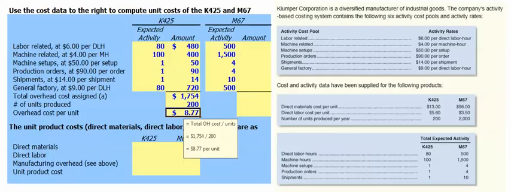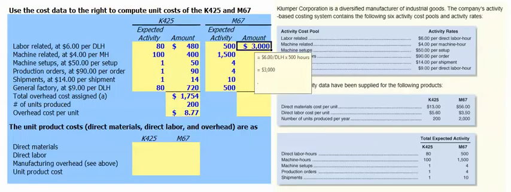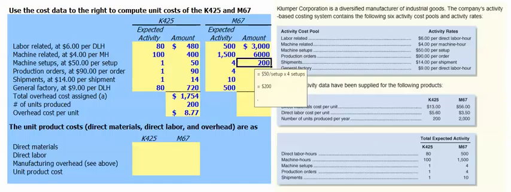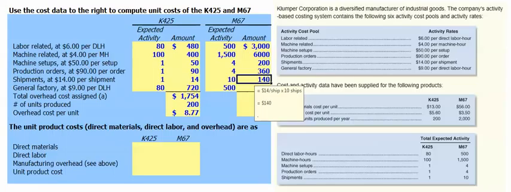$8.77. For the M67, we will assign $3,000 of labor-related overhead costs. This is our $6 per direct labor hour activity rate multiplied by 500 expected direct labor hours. We'll assign $6,000 in machine-related cost, $200 in machine setup-related overhead cost, $360 in production order-related overhead cost, $140 in shipping-related overhead costs, and finally, $4,500 in general factory overhead will be assigned to the model M67.